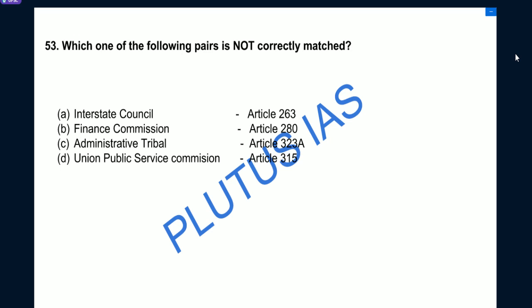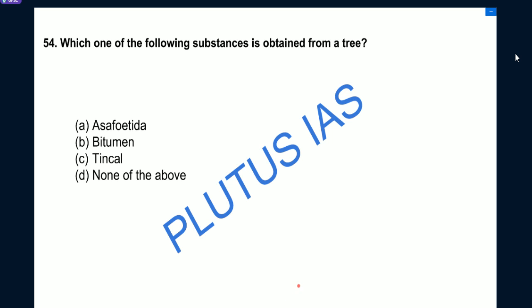Which one of the following pairs is not correctly matched? Now, in this question, all the options are actually correct. Interstate Council is Article 263. This is correct. Finance Commission 280. This is also correct. Administrative Tribunal is 323A. 323B में बाकी चीजों के tribunals हैं. And UPSC is 315. All options are correct. ठीक है? So whosoever has marked this answer, कुछ भी आंसर मार्क किया होगा तो आंसर ठीक होगा.